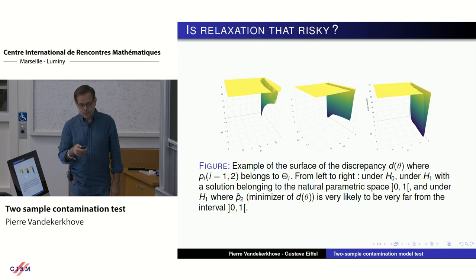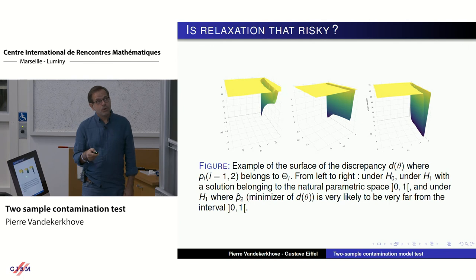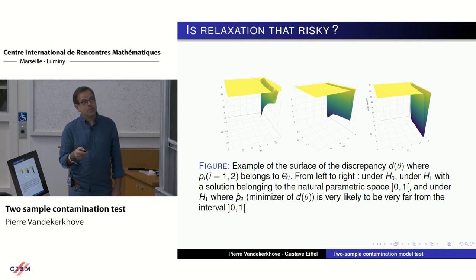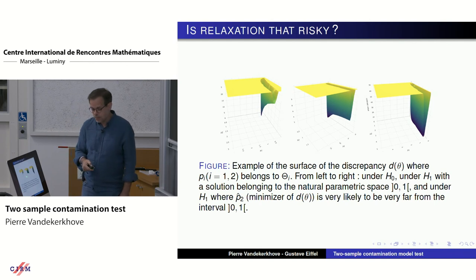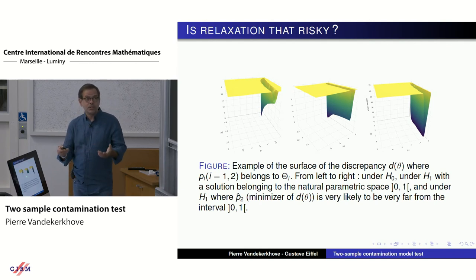The answer is no, because if you just look at your contrast under H0, you will find the minimizer in the 0, 1 domain, this square. Under H1, you have two situations: your minimizer can be inside the natural parametric space, the 0, 1 square, or outside, so you will bump into the boundaries of the domain. If your minimizer is very far from this domain, you will just reject the testing problem. You will say it's not challenging, it's clearly not fitting. So the more challenging situation is under H1 when your minimizer is inside the 0, 1 square, okay?